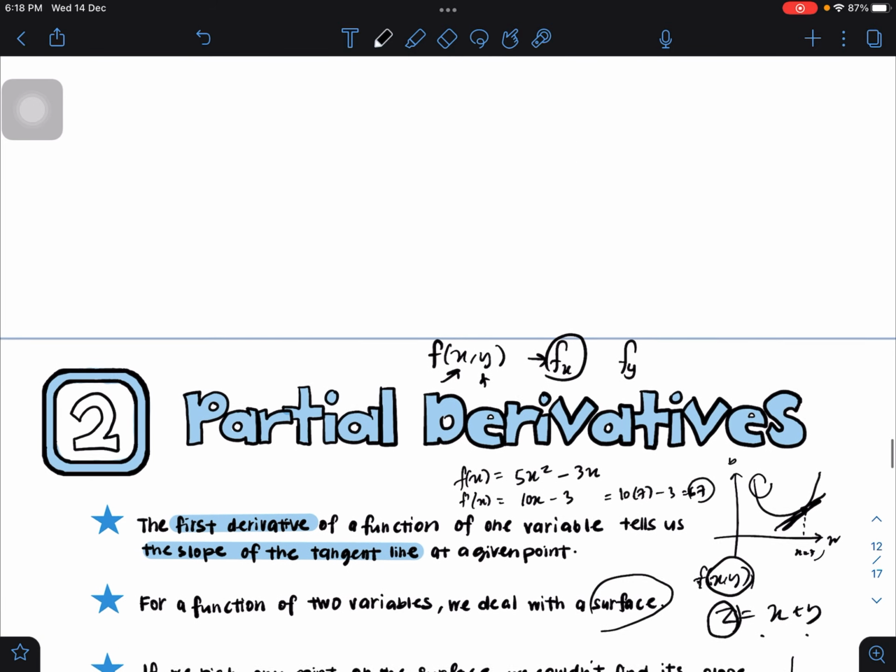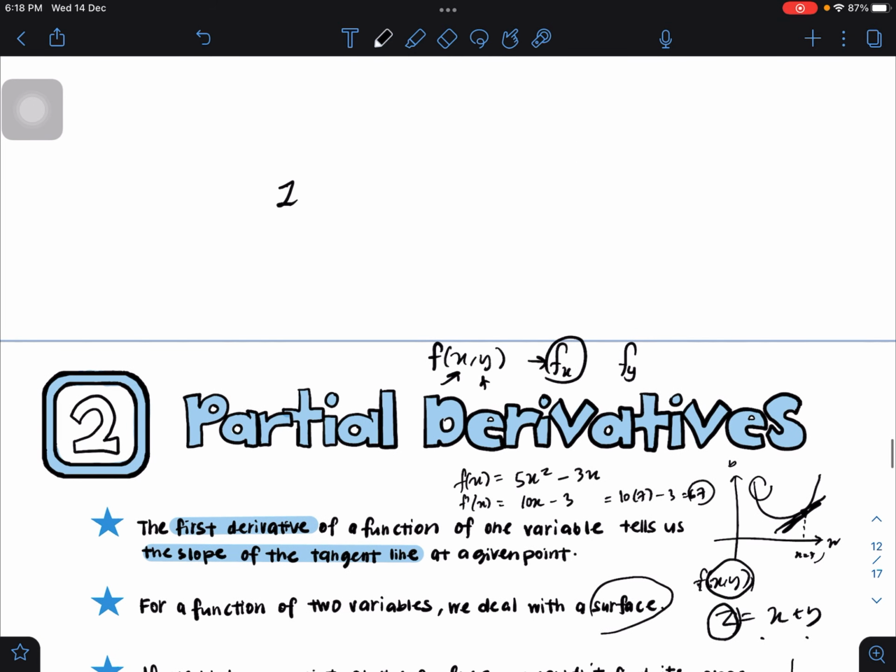We have a function z equal to x plus 2y, for example. This is a function of two variables. Why I say this is a function of two variables, even though you have three variables inside this equation, is because z can be written as a function of x and y. Okay, same goes to when we have two variables only in our equation.